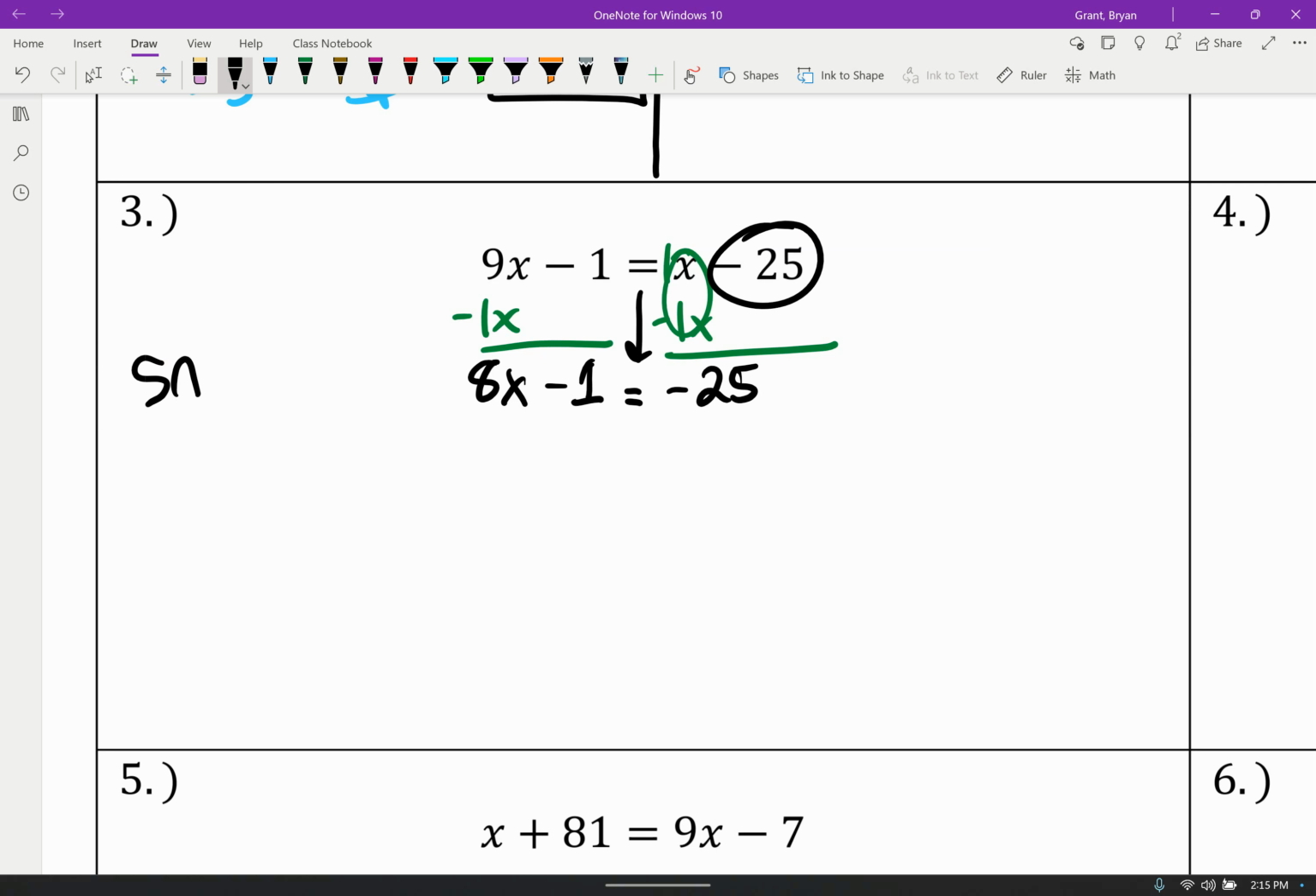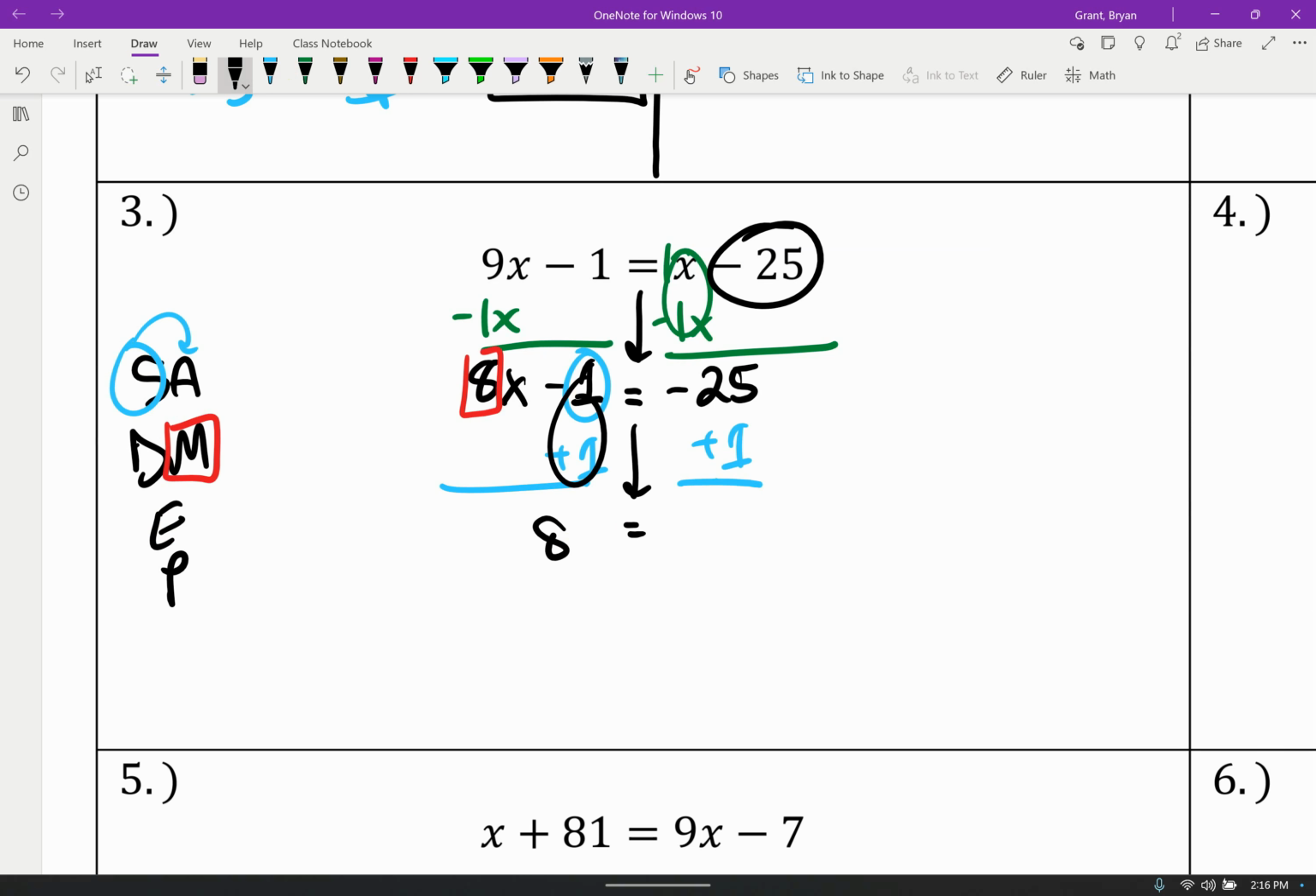Now, if we're thinking SADMAP, there are only two numbers left that are still attached to x. There's the 8, which is multiplying, the 1 that's subtracting, and SADMAP says undo that subtraction first. Alrighty, bring down the equals sign. 8x equals negative 24. And undo your multiplication with division. X equals negative divided by a positive is a negative. 24 divided by 8 is 3.